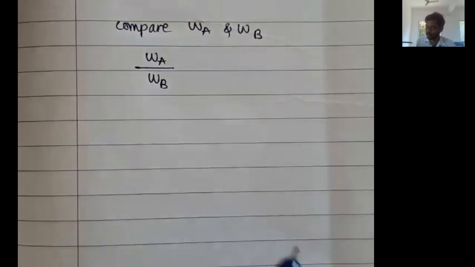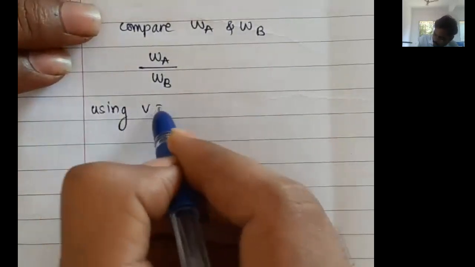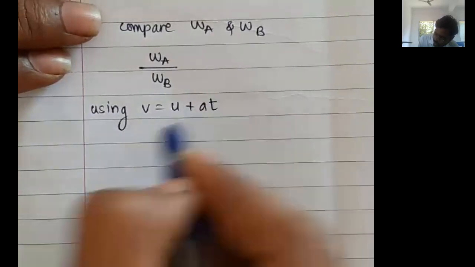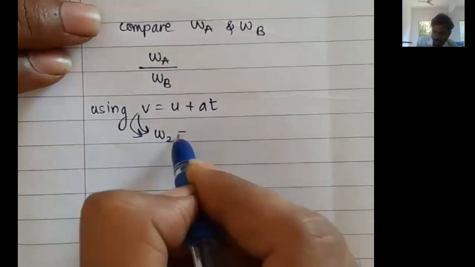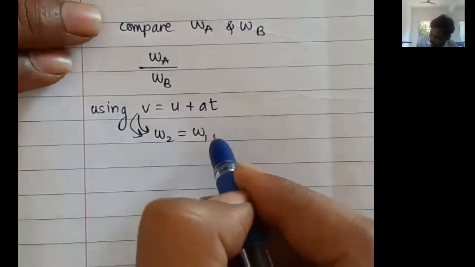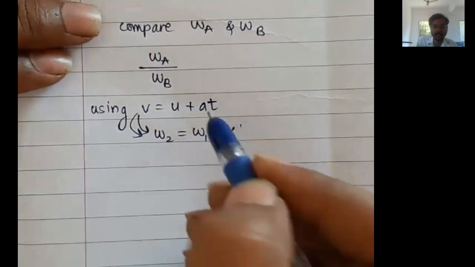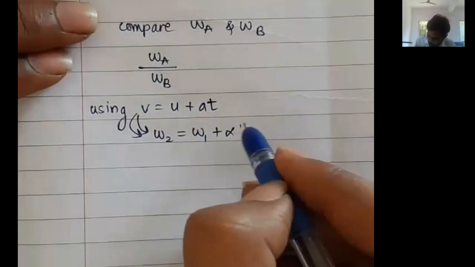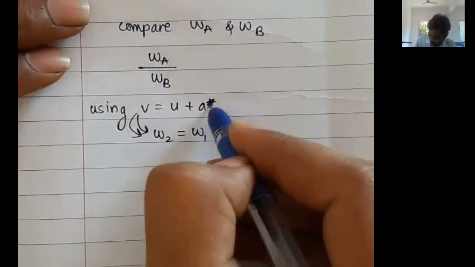Now see how this question is solved. Write down along with me. Using V is equal to U plus AT, what is its analogy? Final angular velocity is equal to initial angular velocity plus alpha into t. Now t was already used for thickness, so let us use capital T for time.